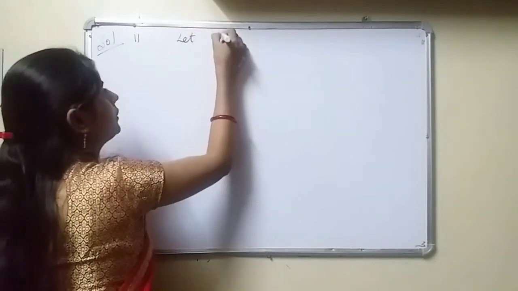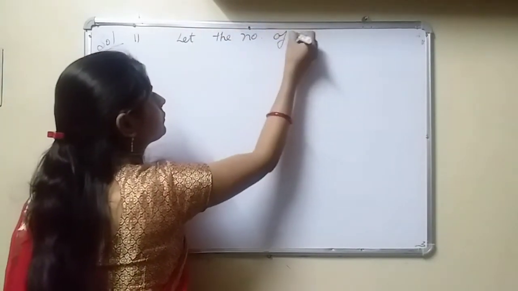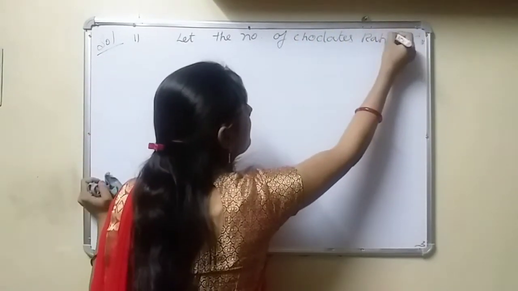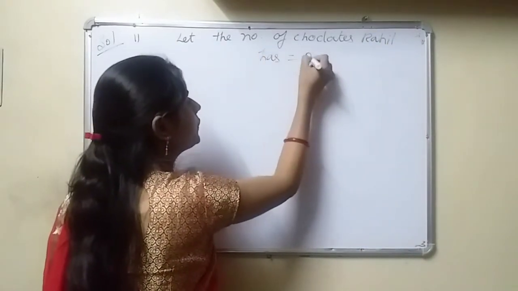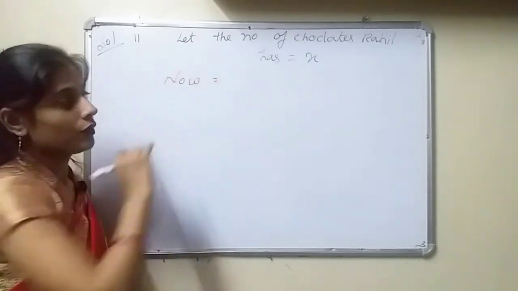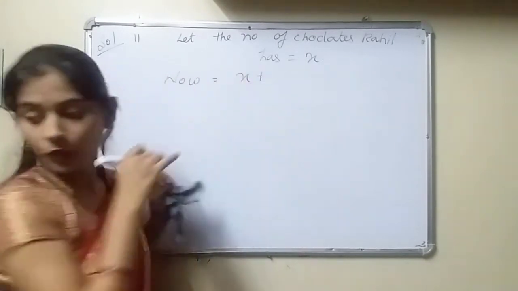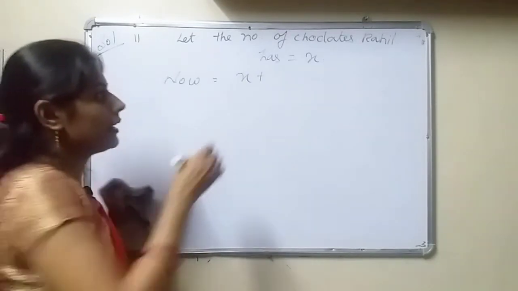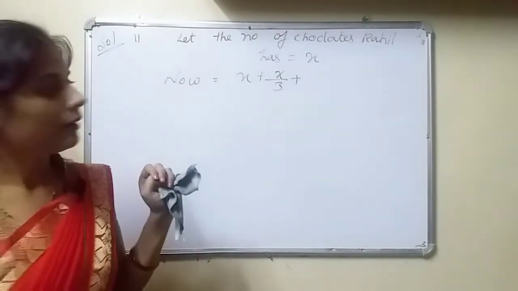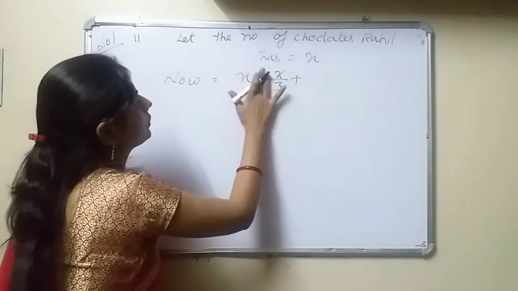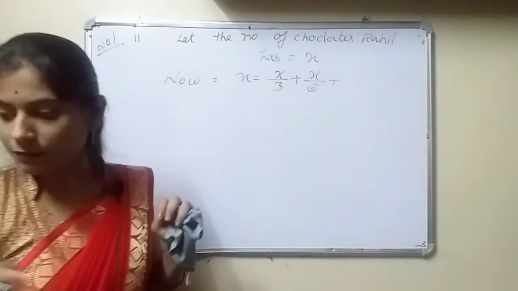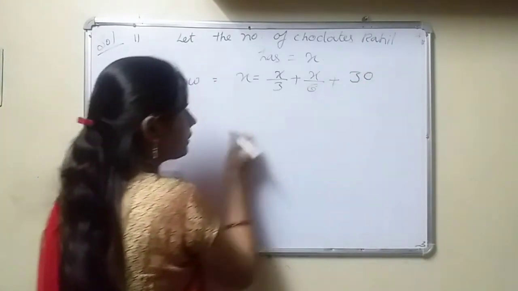Let the number of chocolates Rahil has be equal to x. Okay. Now see. Now how many chocolates he has? That is x. How much he gave to his brother? That is 1/3. It will become x by 3. Plus to his friend, how much does he give? That is x by 6. Now how much is remaining with him, left with him? That is 30. Now you can take the LCM here.